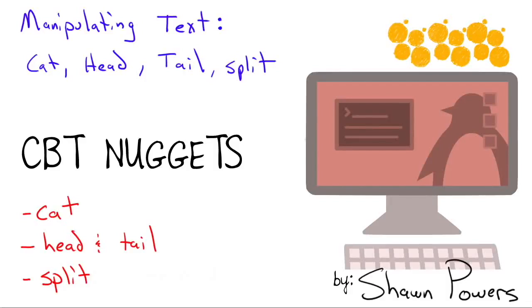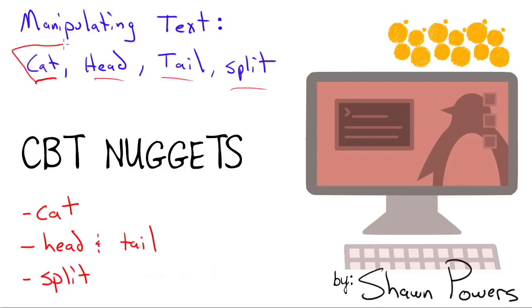Hello everybody. Today we're going to learn how to manipulate text in a Linux console window or in a terminal window. And we're going to start with some fairly simple tools. We're going to learn about cat and head and tail and split. Now some of these sound silly, I'll admit, but head and tail are pretty simple. We're going to look at that in a second.